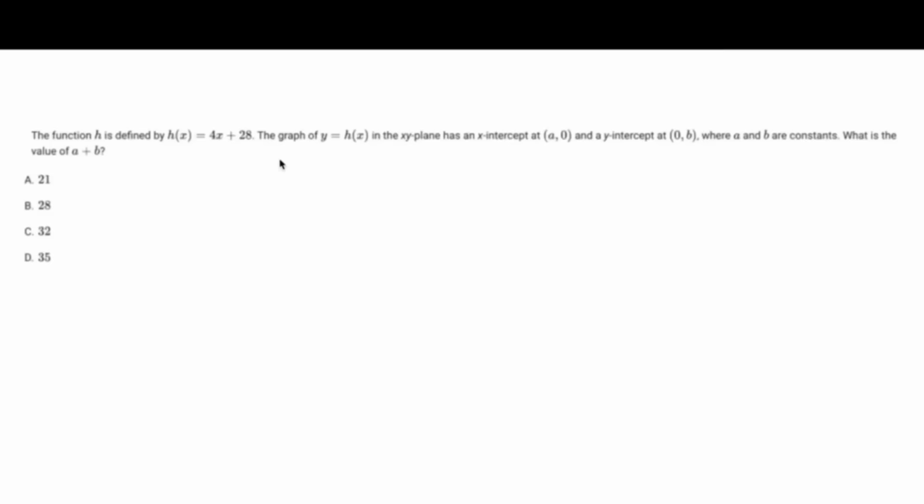The function h is defined by h of x equals 4x plus 28. The graph of y equals h of x in the xy-plane has an x-intercept at a, 0 and a y-intercept at 0, b, where a and b are constants. What is the value of a plus b?